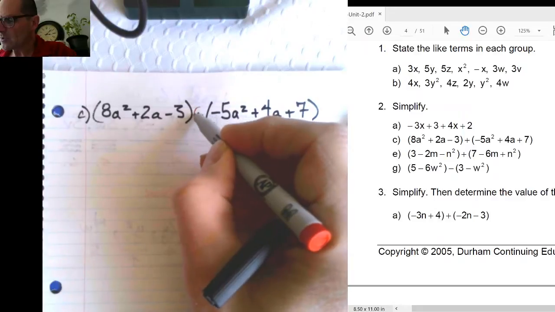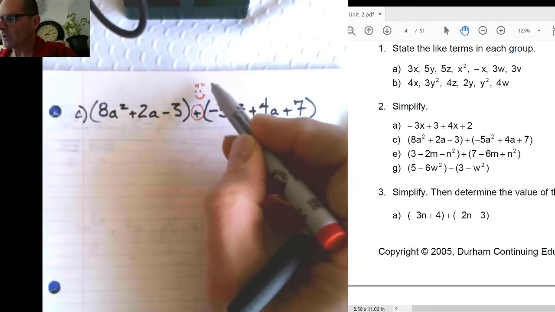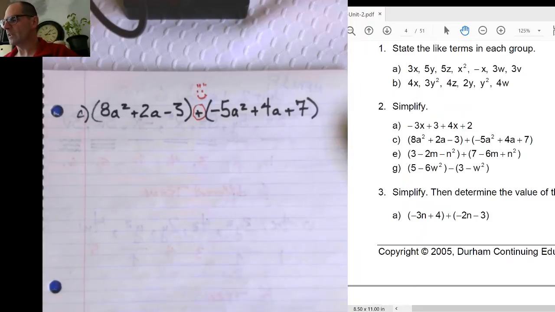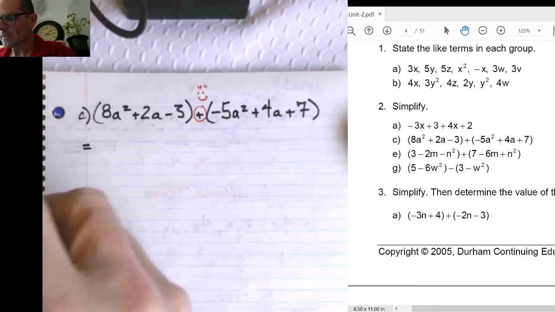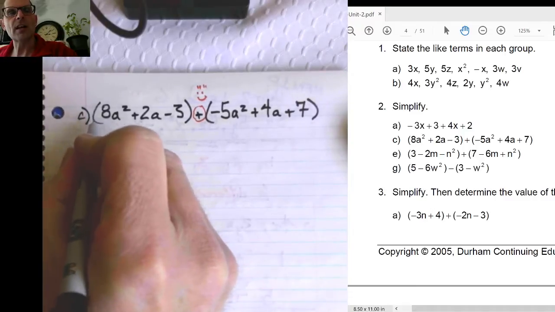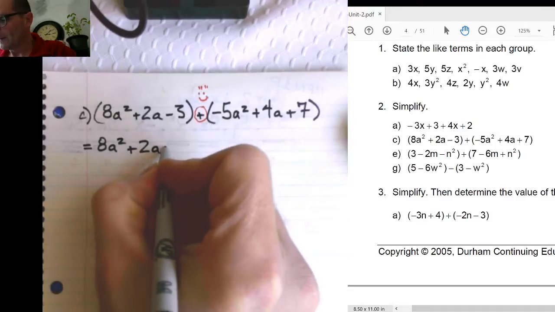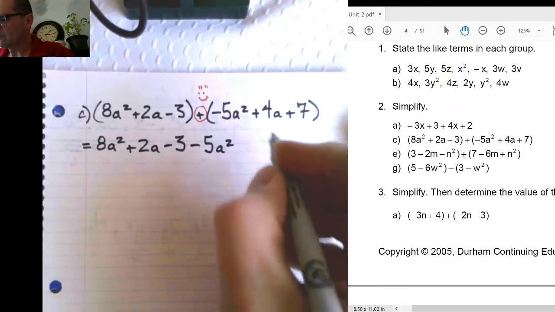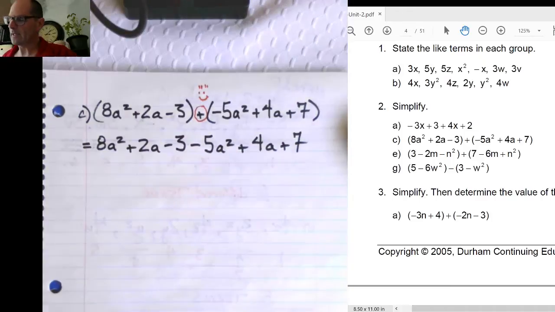Now we have a plus sign here, so this is really nice. You know, we don't have to worry too much about opening anything up here. These are all going to be just the way they look inside the bracket. When I multiply everything by +1, nothing's going to change. Okay, so we put an equal sign here, open up the first bracket, and again there's nothing in front of the first bracket I need to worry about, so that becomes 8a squared plus 2a minus 3, and this becomes what it is, negative 5a squared plus 4a plus 7 at the end. Okay, so we've got these all opened up now.